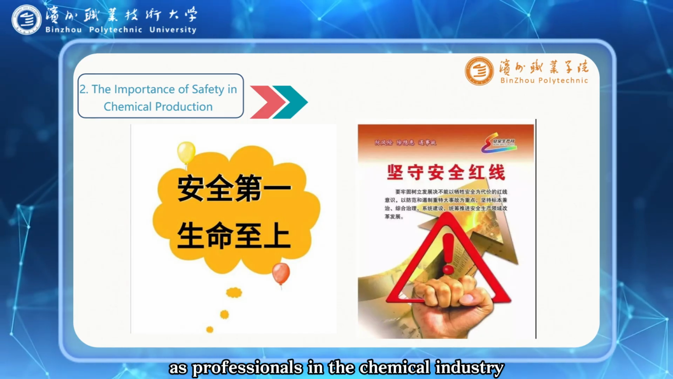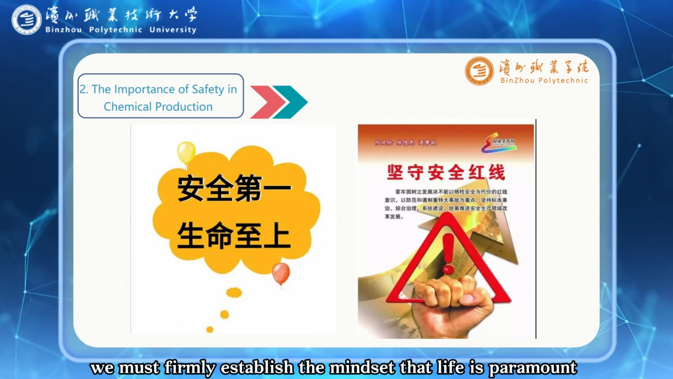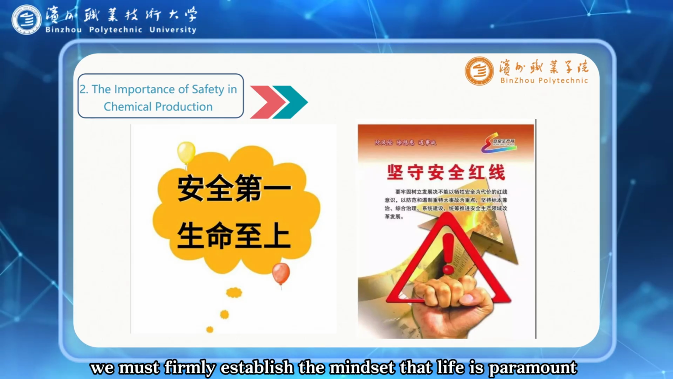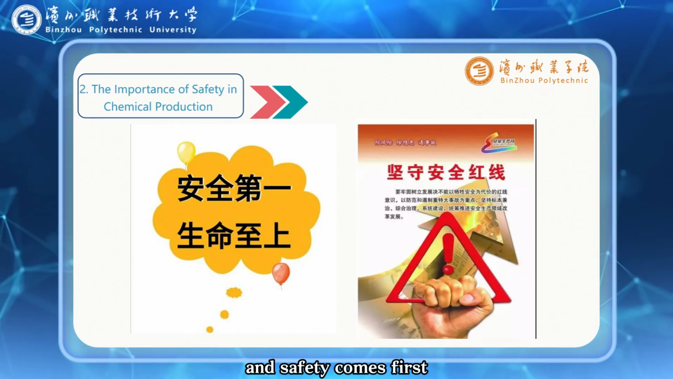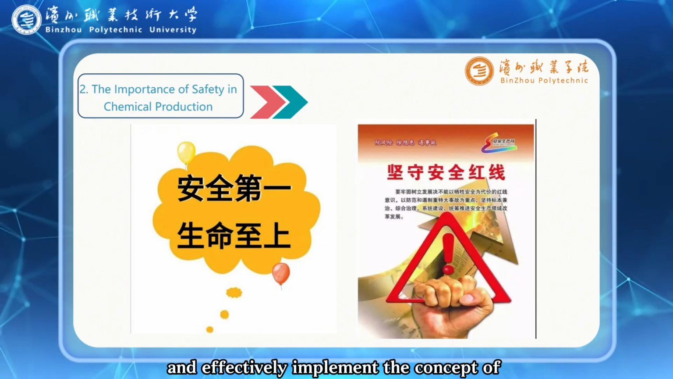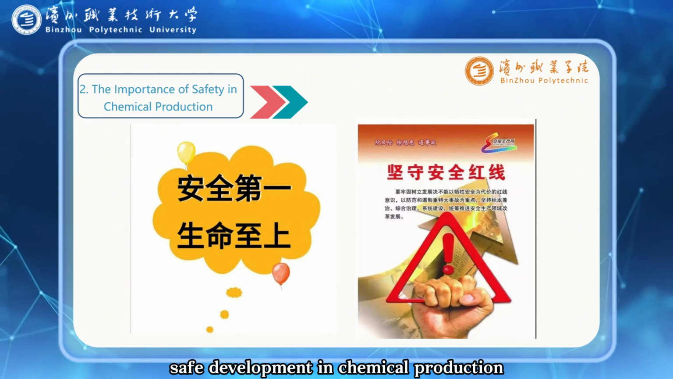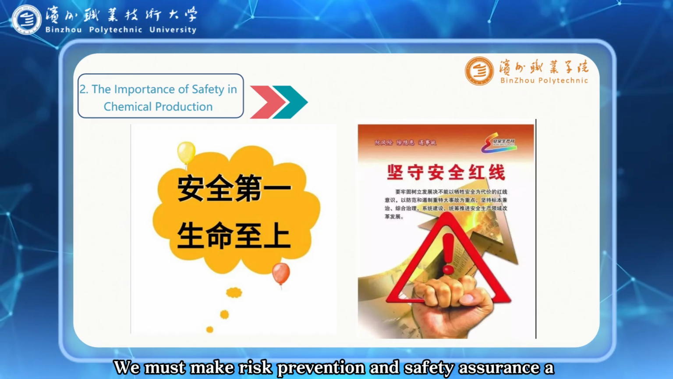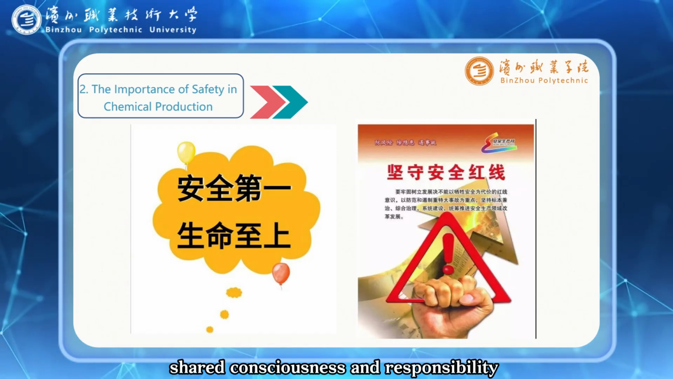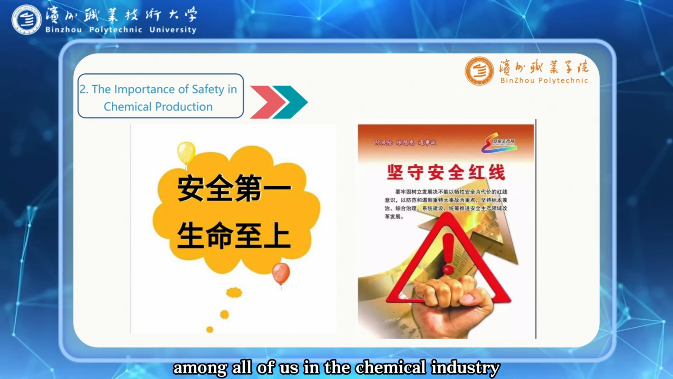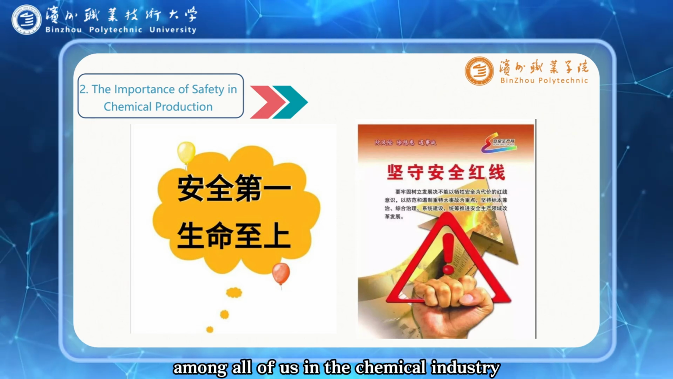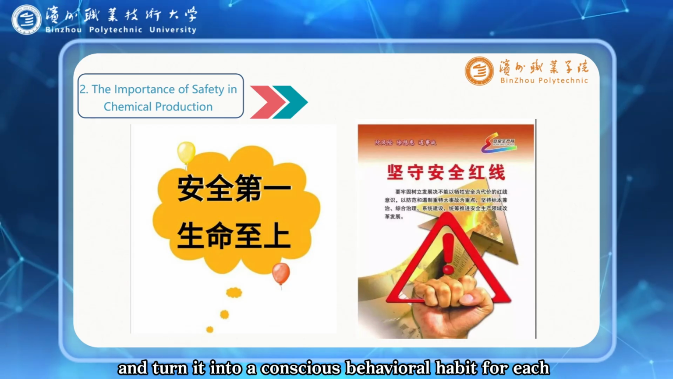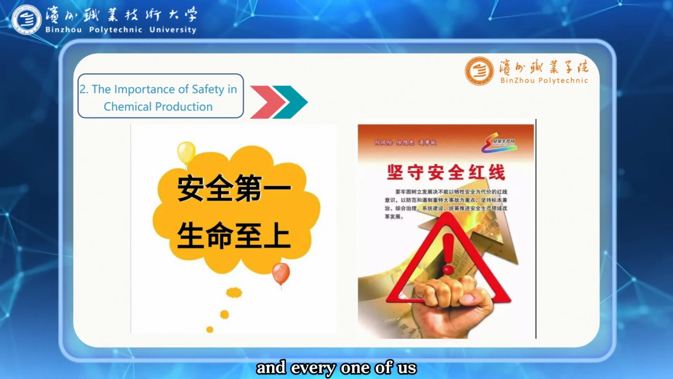Therefore, as professionals in the chemical industry, we must firmly establish the mindset that life is paramount and safety comes first, and effectively implement the concept of safe development in chemical production. We must make risk prevention and safety assurance a shared consciousness and responsibility among all of us in the chemical industry, and turn it into a conscious behavioral habit for each and every one of us.